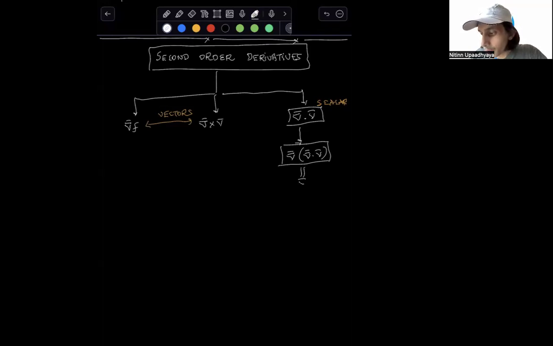This particular second order derivative, it's a second order derivative because you see del appearing twice. It turns out that we rarely find it being used in physical applications. So there's no special name associated with it, and we just write down that it rarely finds applications.